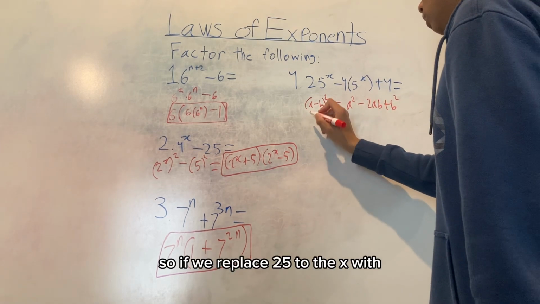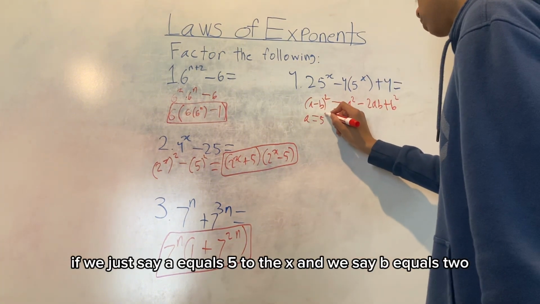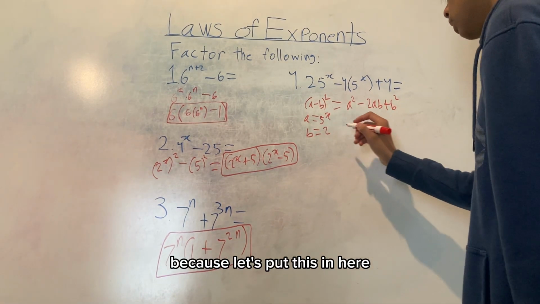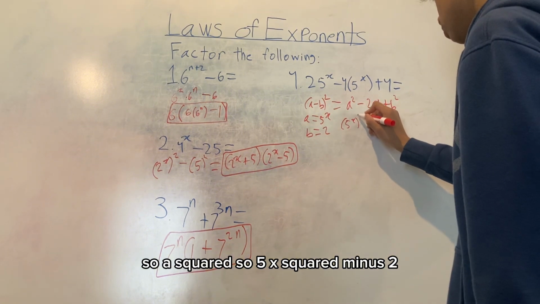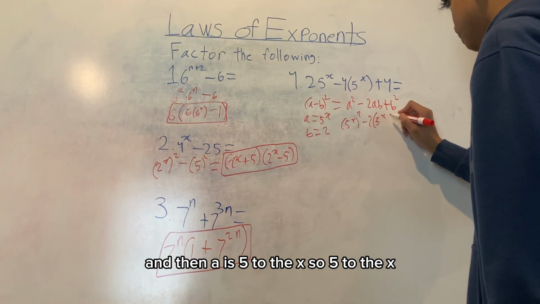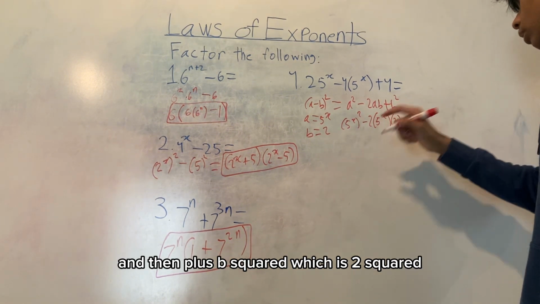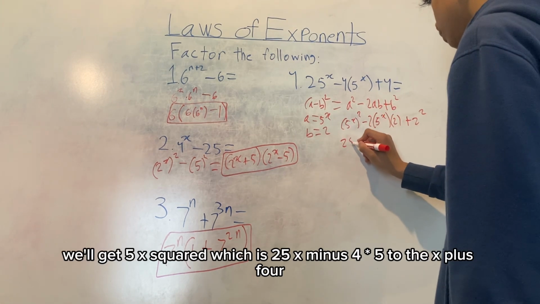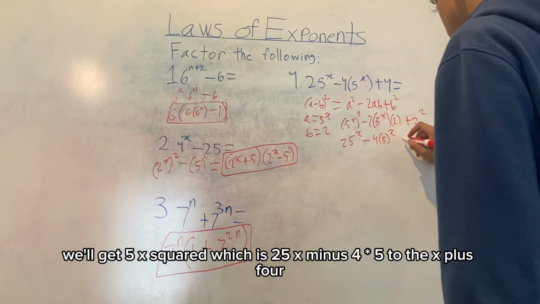So if we just say a equals 5 to the x and we say b equals 2, we can replace this and it'll still be the same because let's put this in here. So a squared, so 5 to the x squared, minus 2 times a, which is 5 to the x, times b, which is 2, plus b squared, which is 2 squared. And if we simplify, we'll get 5 to the x squared, which is 25 to the x, minus 4 times 5 to the x plus 4.